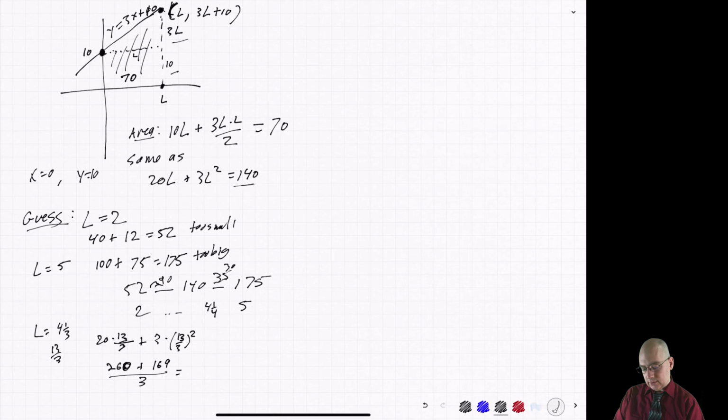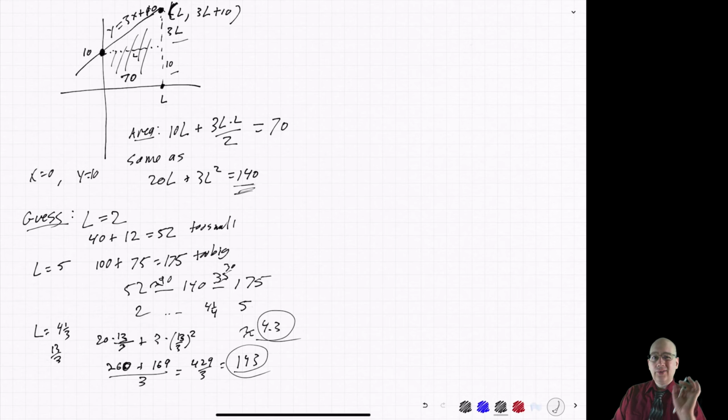So what is this? 300 and 429. 429 over 3 is, what is that? That's 1, and then 12 is 40, 143. Pretty close. We were trying to get to 140, remember? Because we doubled it. And so that's pretty close. So it's about 4.3. All right, it could be actually 4.3. 1/3 is 4.33333. We're slightly over, so I should have gone with 4 1/4.